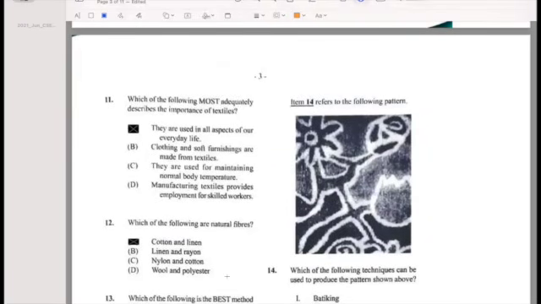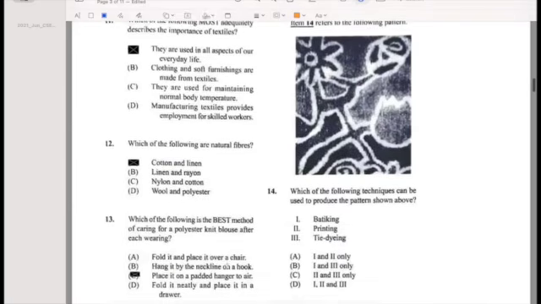Number 14, they gave us an image, and we have to look at the image pattern. So it says, which of the following techniques can be used to produce the pattern above? And they gave us batiking, printing, tie-dyeing. So number 14 will be A. That's A, 1 and 2.